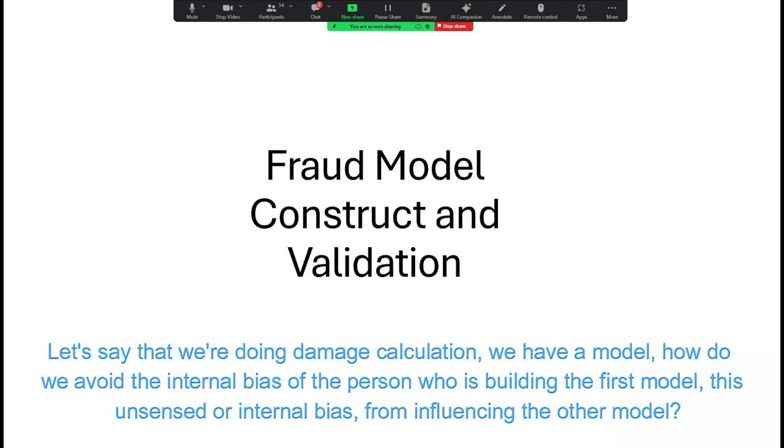Let's say that we're doing damage calculation, we have a fraud model, same thing. How do we avoid the internal bias of the person doing the first model in building a challenger model that also has this maybe unsensed or internal bias?